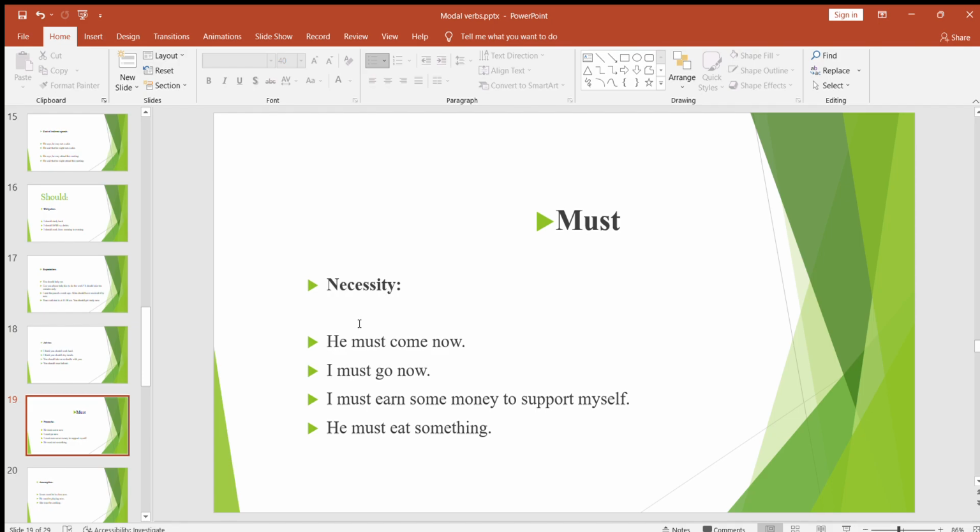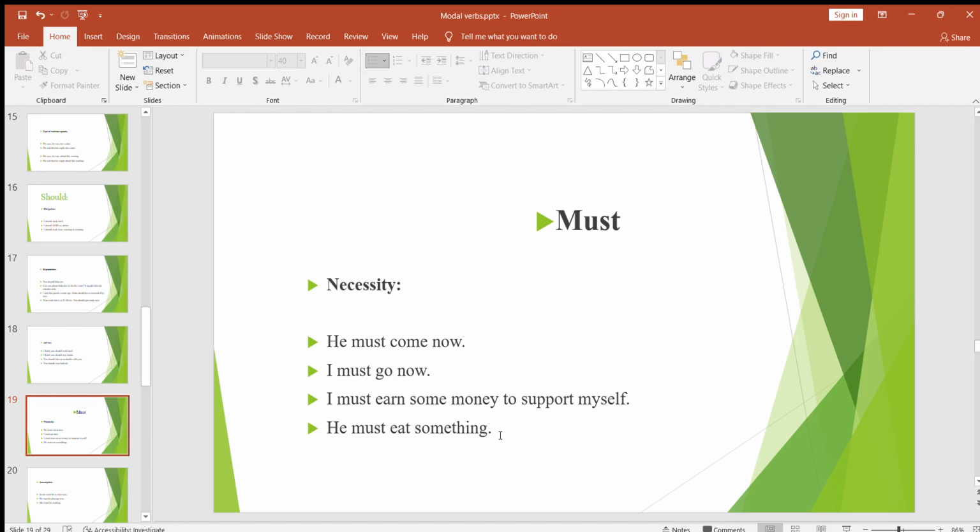Here, "He must come now" means that it is necessary for him to come here right now. Next, "I must go now." So there is something important. "I must leave now" or "I must go now." So it is necessary to go now. Next, "I must earn some money to support myself." Again, it explains necessity. "He must eat something."